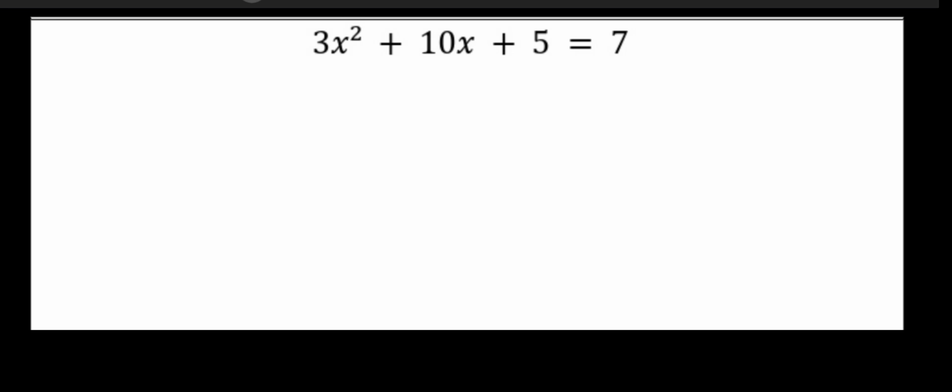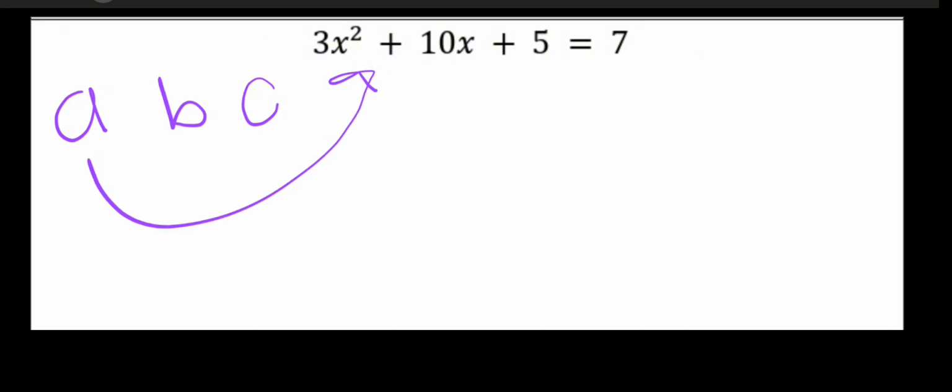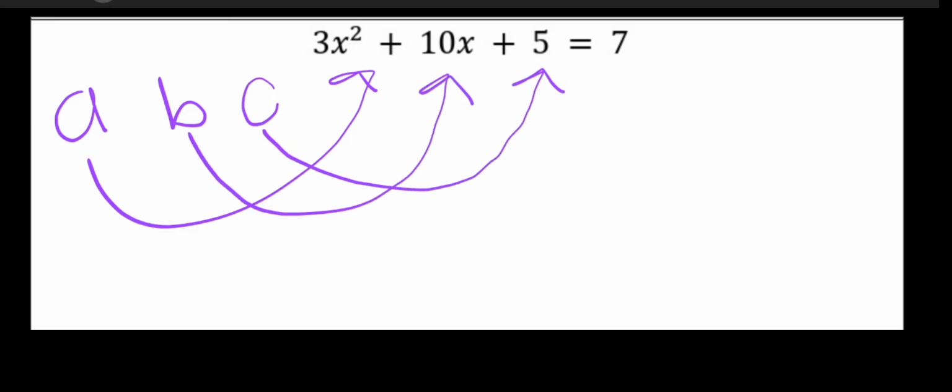Now, I referred to these variables in the quadratic formula as A, B, and C. So what exactly are these variables? A refers to the coefficient of the first term, B refers to the coefficient of the second term, and C represents the coefficient of the third term, which in this case is just 5.